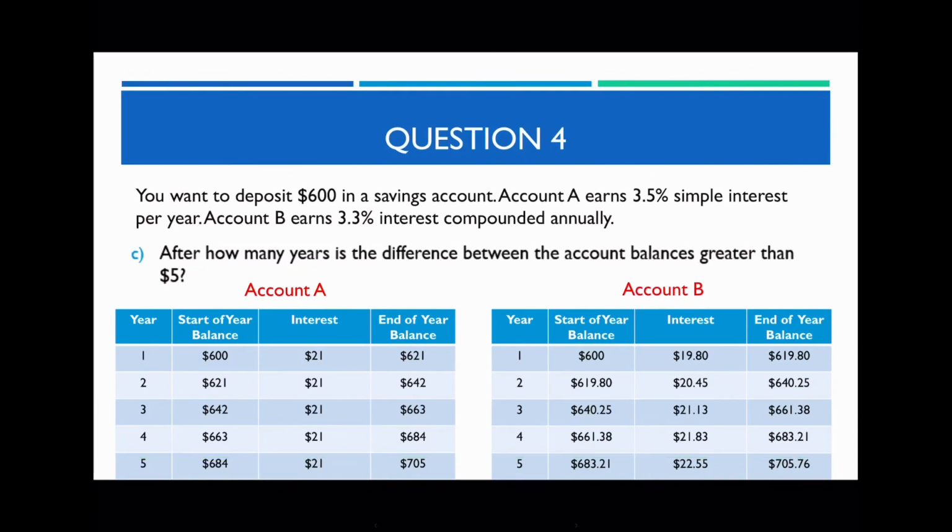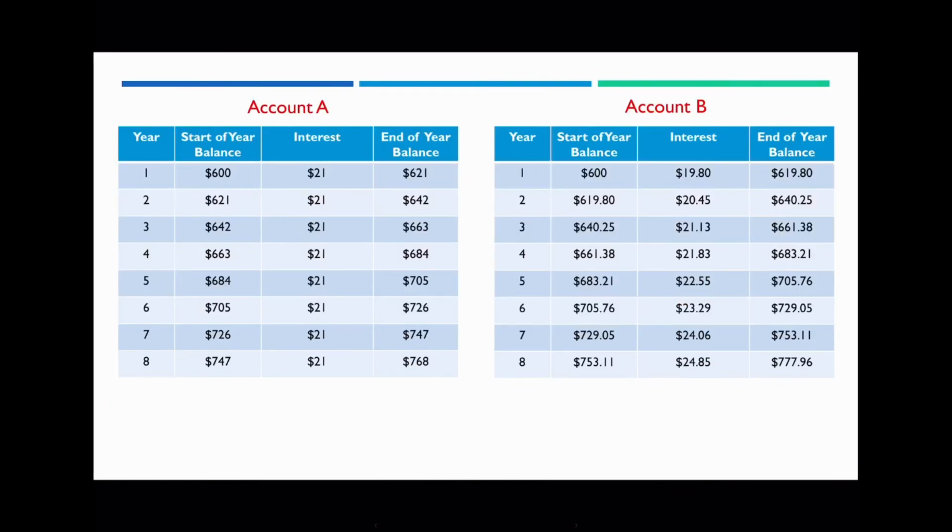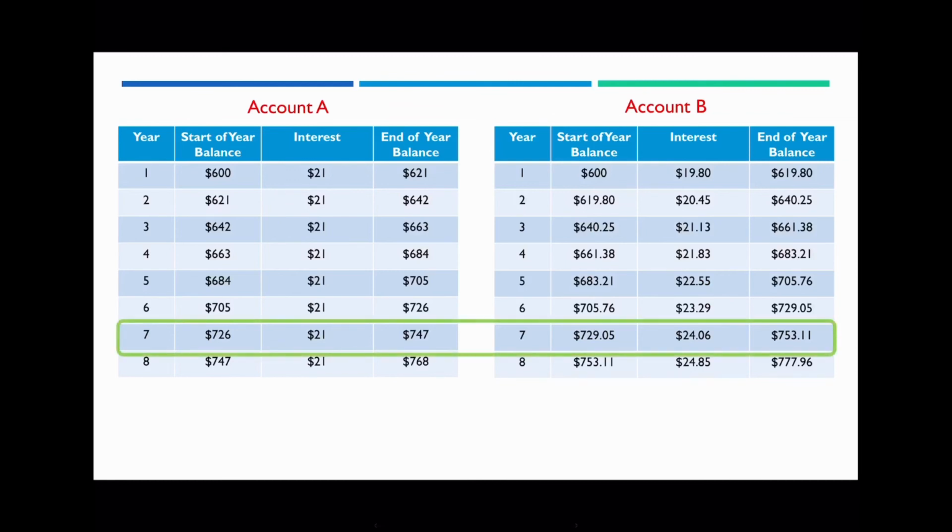Question 4, after how many years is the difference between the account balance greater than $5? Because we want to find out when it's greater than $5, all we're doing is comparing these values and trying to find the difference of $5. We've only done up to 5 years, and the difference between these values over here is only about 76 cents, so you need to keep going until 10, 20 years or so, and eventually find out when the difference is greater than $5. If I was to complete the whole table over here, we can see that after 7 years, the difference between simple interest and compound interest will be greater than $5.